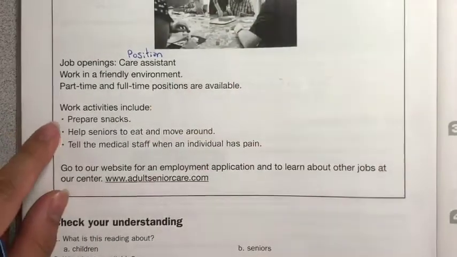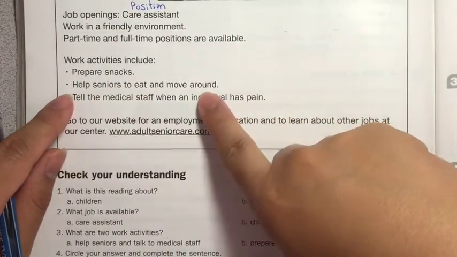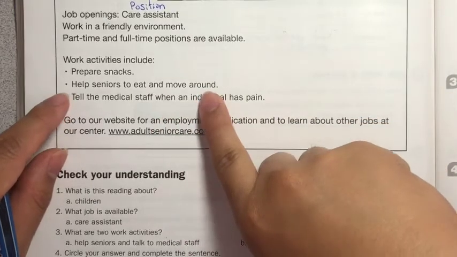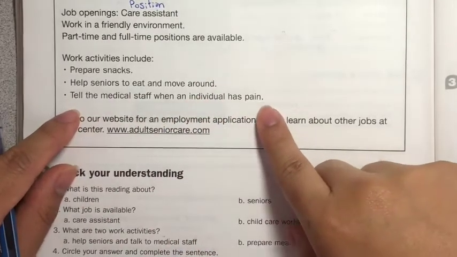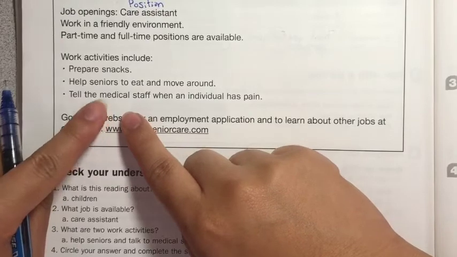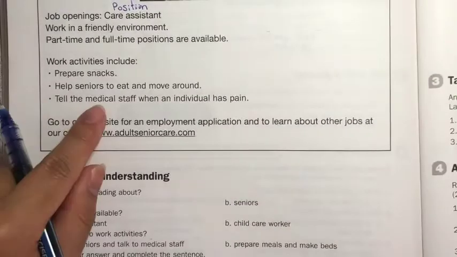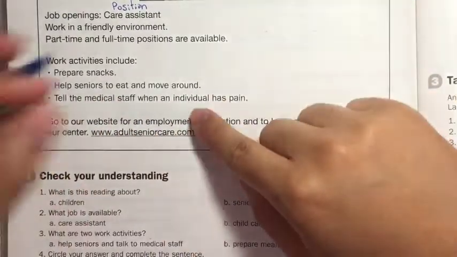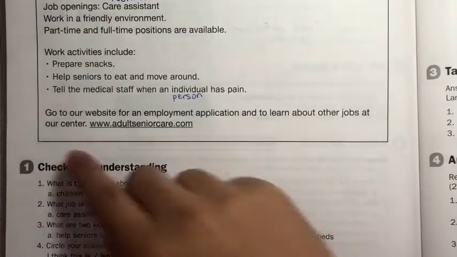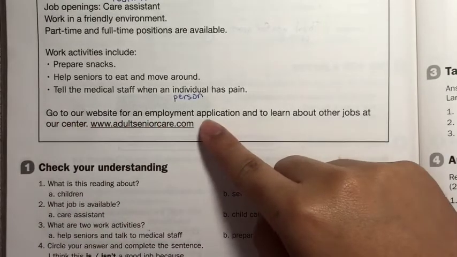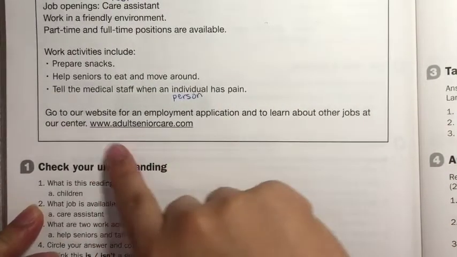Work activities include prepare snacks. So you make snacks for people. Help seniors to eat and move around. So you help them eat, you help clean up after them, and you help them move to their table. Tell the medical staff when an individual has pain. So there are nurses here. You are not a nurse. You are just a care assistant. You're there to help. You tell the nurses if anyone feels pain. An individual is a person. Go to our website for an employment application and learn about other jobs at our center. And this is the website.